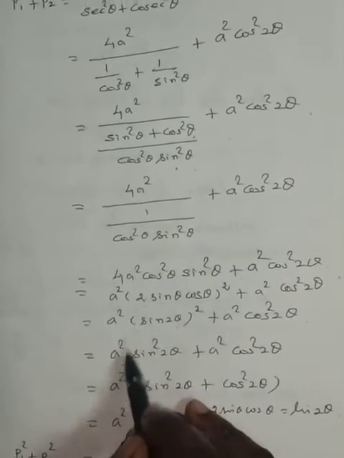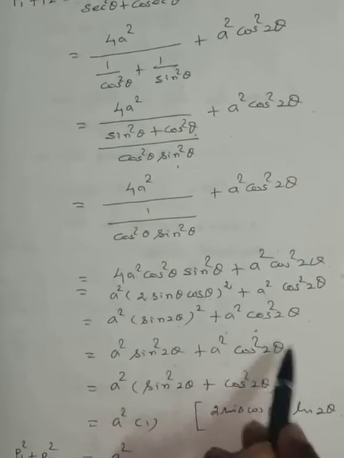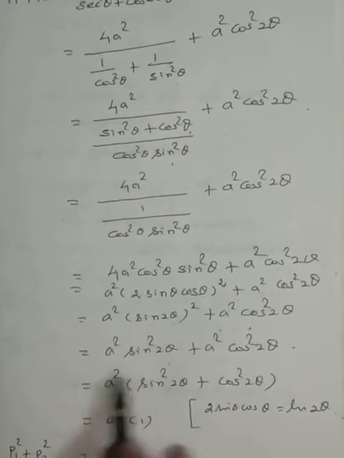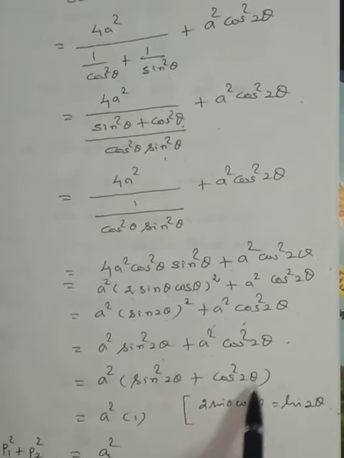A square sin square 2 theta plus a square cos square 2 theta. A square is common, so a square into (sin square 2 theta plus cos square 2 theta).